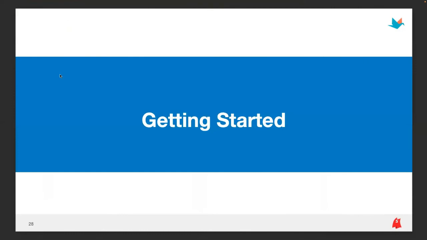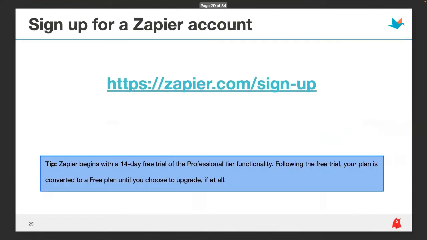Now the next step is getting started. So the first step is really signing up for a Zapier account if you don't have one already. Zapier begins with a 14-day free trial of the professional tier functionality. And following the free trial, your plan is actually converted to a free plan until you choose to upgrade.